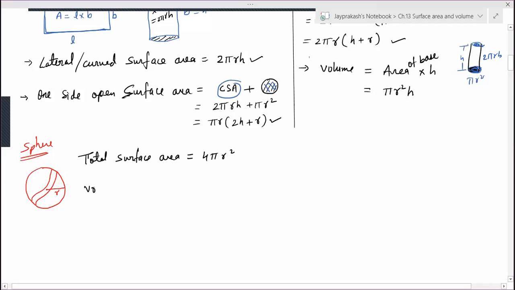Then the volume will be 4 by 3 pi r cube.